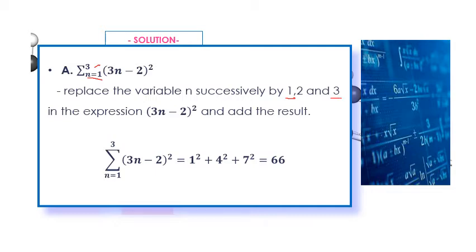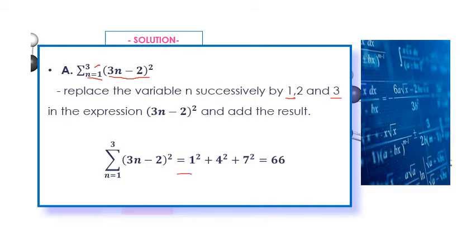So you substitute 1, 2, and 3 into the formula for our term, which is (3n minus 2) squared. Then you add the results, and that will be your summation, or your answer for your sigma notation. So you just substitute the values.